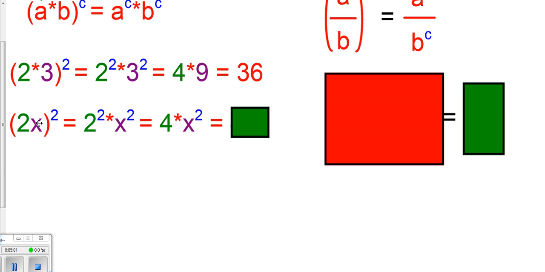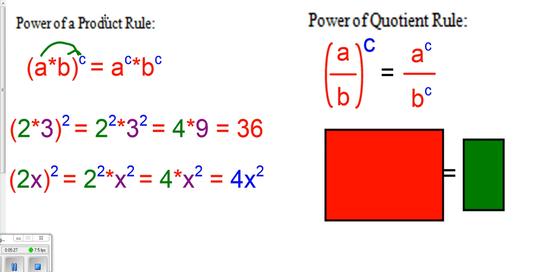Let's look at another example, though. Instead of 2 times 3, so we have two numbers being multiplied, let's do 2 times x. So it's a number and a variable. If it's 2x and all of that is being squared, again, we would apply that squared to each of these pieces. 2 squared times x squared. 2 squared is 4. X squared is just x squared. So we call it 4x squared. So again, that's power of a product rule.